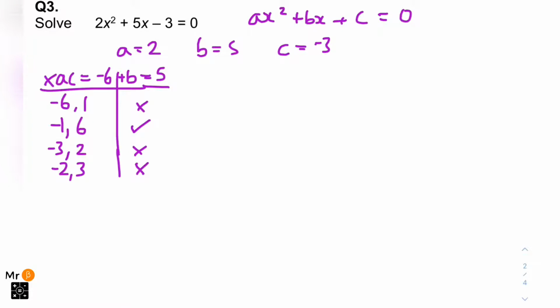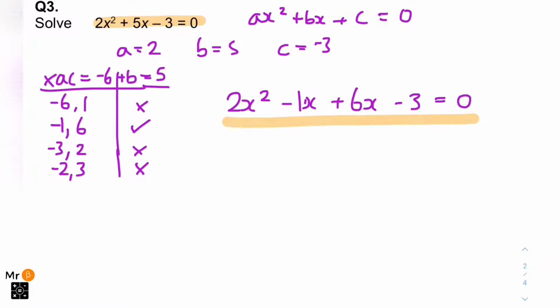So therefore we can rewrite our quadratic as 2x squared minus 1x plus 6x minus 3. So I have rewritten this original quadratic in a slightly different format. However, you will notice if you combine these together, this minus 1x plus 6x, you would actually be back at your original question. So although it looks different, they are definitely still equal.